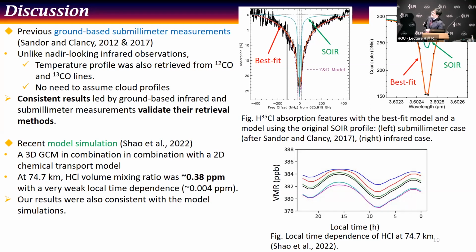And Shao et al. 2022 investigated the local time variability of HCl with a 3D GCM in combination with a 2D chemical transport model. According to their result, at 74.7 kilometers, the HCl mixing ratio was 0.38 ppm with very weak local time dependence. Our results were also consistent with the model simulations.